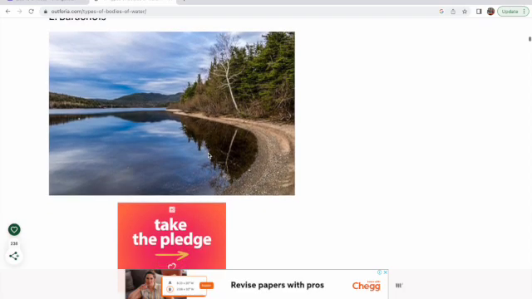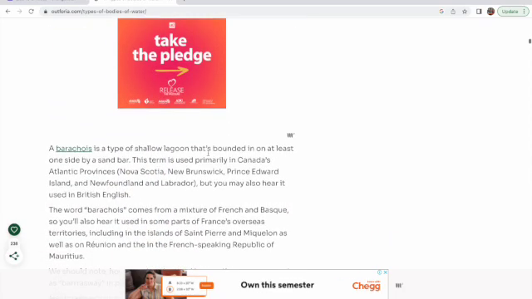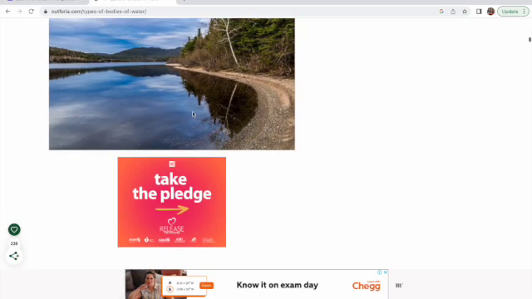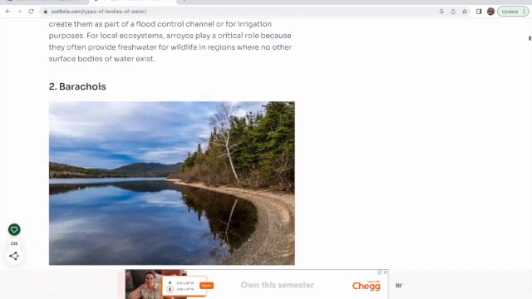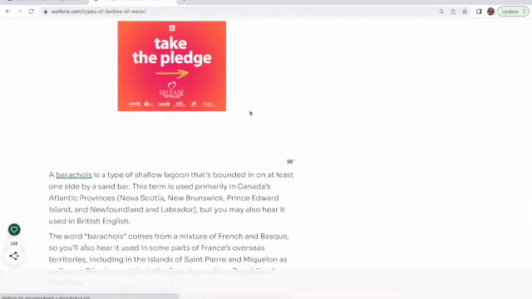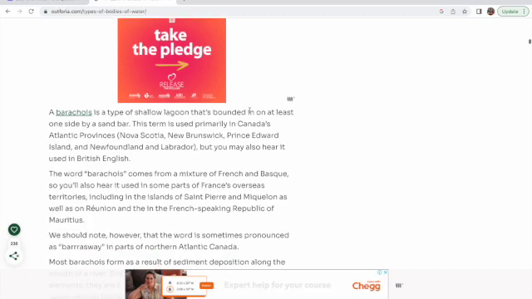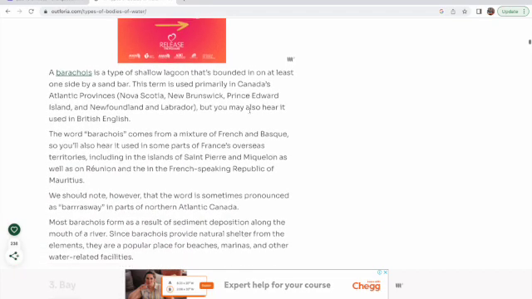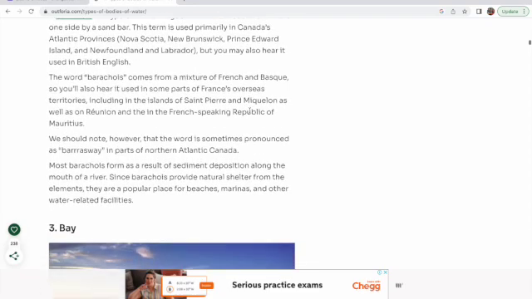You can see barracois. What are these? It's a shallow lagoon that's bounded on at least one side by a sandbar. This is actually a sandbar, and here's a barracois. This is more evident, or you can see a lot of this, in Canada. It's also used in British English. It's a mixture of French and Basque language. Basque is an ethnic minority, I am sorry for saying that, it's actually an ethnic identity in Spain.